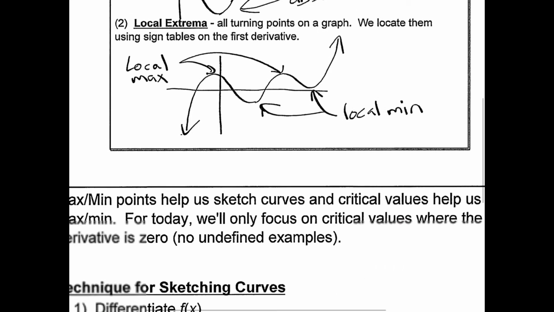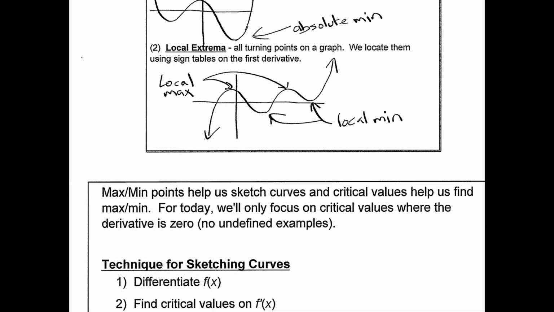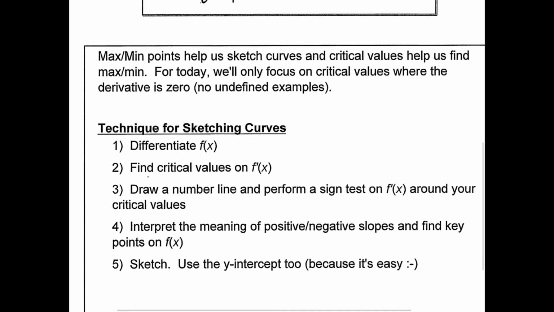In terms of a technique for finding max and min points, here's what we've got. Max and min points help us sketch curves, and critical values help us find maxes and mins. For today, we're only going to focus on critical values where the derivative is 0. That means where slope is 0, or where it's horizontal. And here's our technique for trying to sketch these curves.